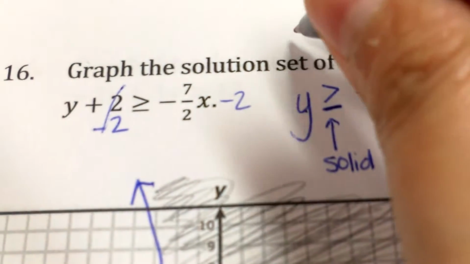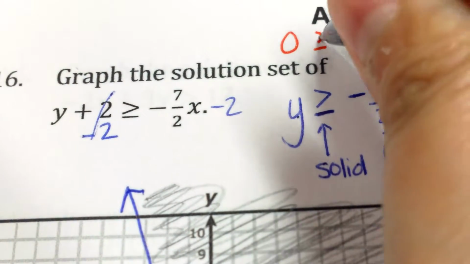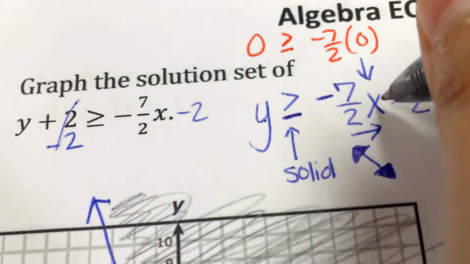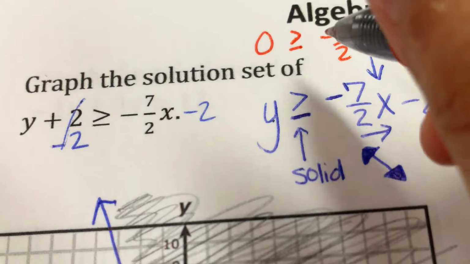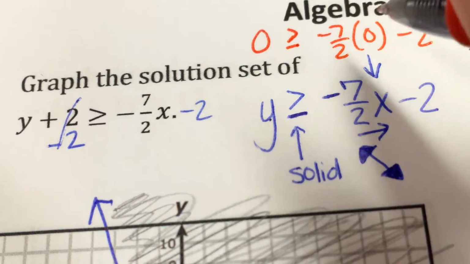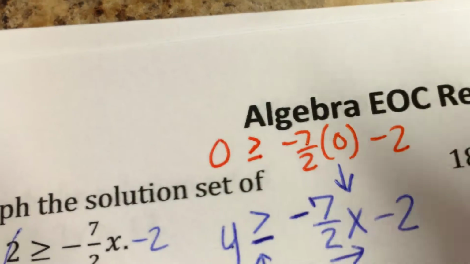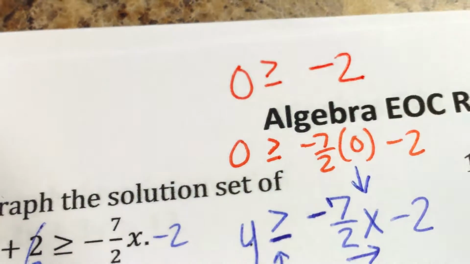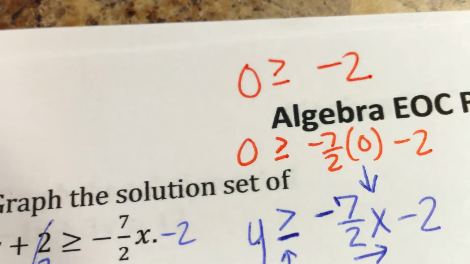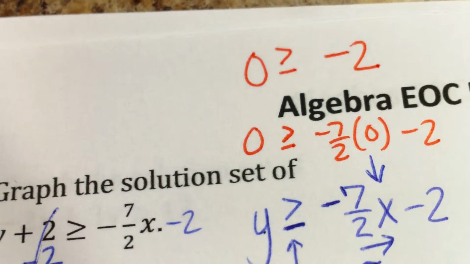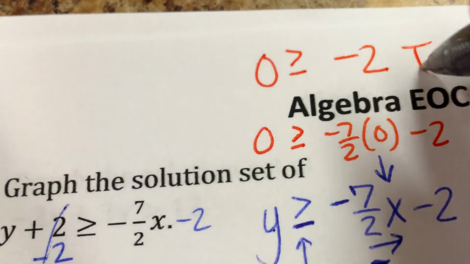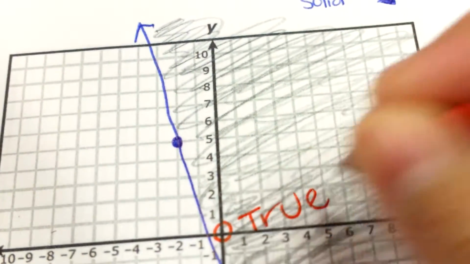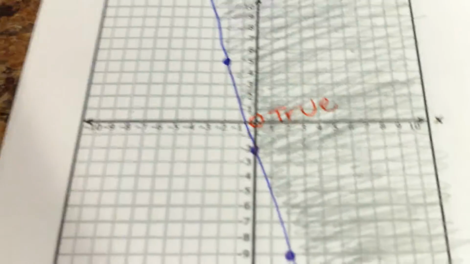So for y, I'm going to put 0 is greater than or equal to negative 7/2 multiplied by 0, because that's what my x is, minus 2. Now negative 7/2 times 0 is 0, and 0 minus 2 is negative 2. So now I have 0 is greater than or equal to negative 2. Is that true or false? That is true. 0 is bigger than negative 2. So like I said, all of these points make this part true. All those points satisfy the inequality.